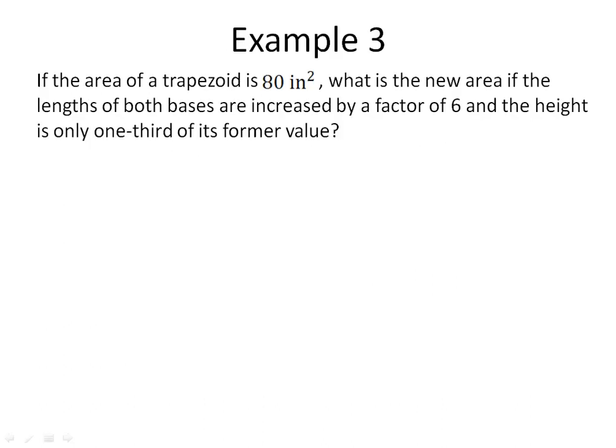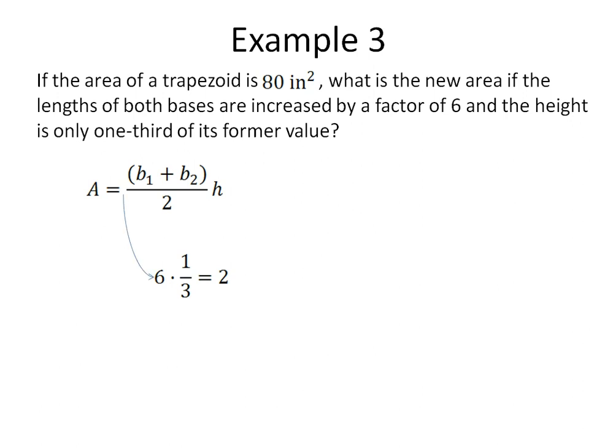If the area of a trapezoid is 80 square inches, what is the new area if the lengths of both bases are increased by a factor of 6 and the height is only 1/3 of its former value? Okay, so we start out with our formula, which is (B1 + B2)/2 times the height. Plug in our scale factors, which changed. So (B1 + B2)/2 changed by a factor of 6, and the height changed by a factor of 1/3. So when we multiply those together, we get a net change of 2.